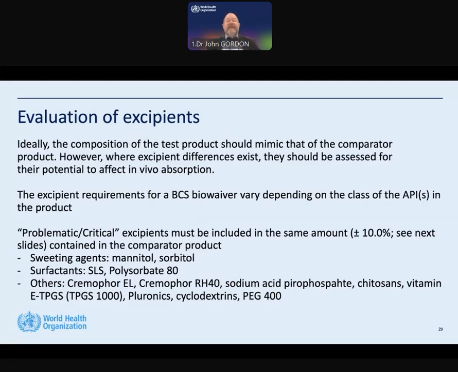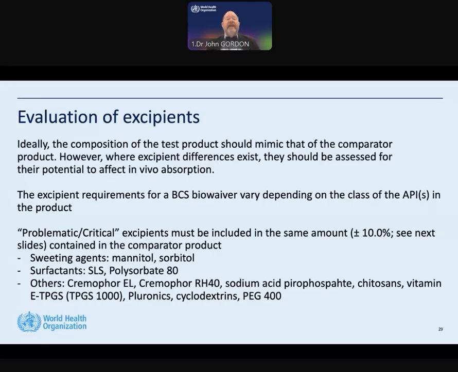Ideally, the composition of the test product should mimic that of the comparator. If the proposed product is using the same excipients in more or less the same amounts, then of course the risk that it's going to behave differently in vivo is minimized. So for that reason, that's an ideal situation: a product being developed matches the existing comparator product as much as possible.